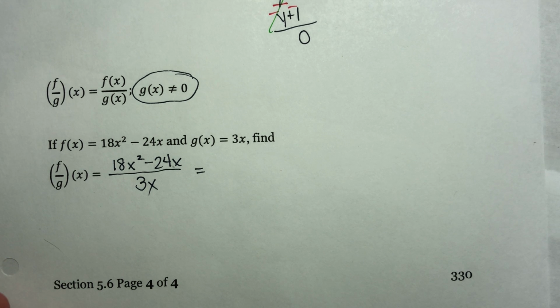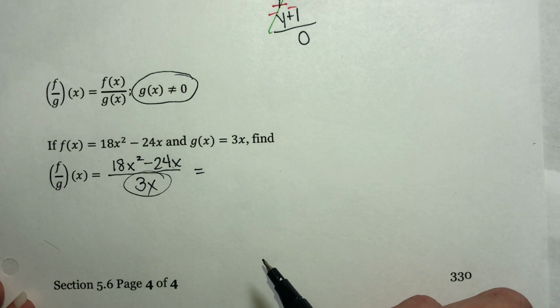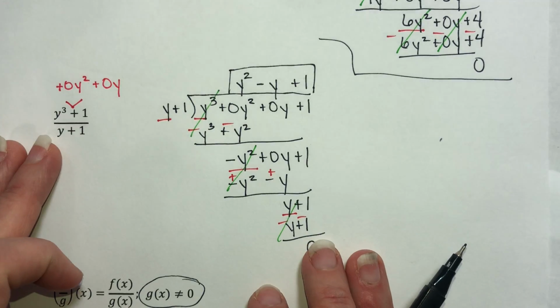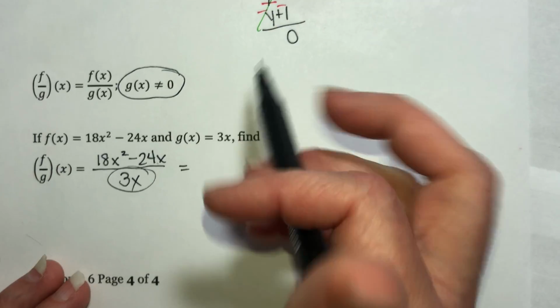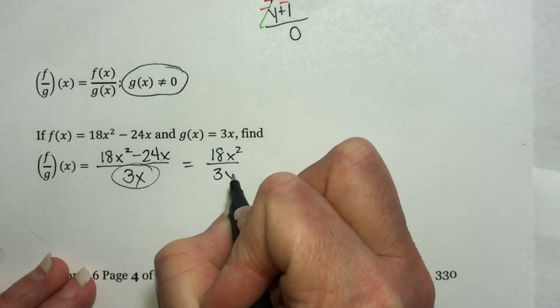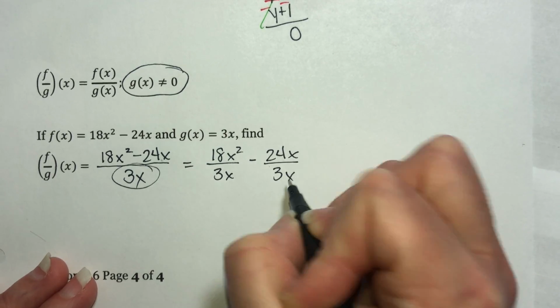What I hope that you recognized, but is quite possible, in fact, probably likely that you didn't, is that we're dividing by a monomial here. So this is the easier type of problem. This can be done using long division, but you don't want to. All we have to do here is 18x squared over 3x minus 24x over 3x, and then reduce.